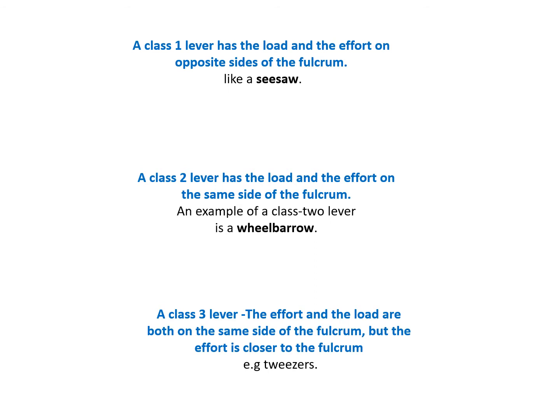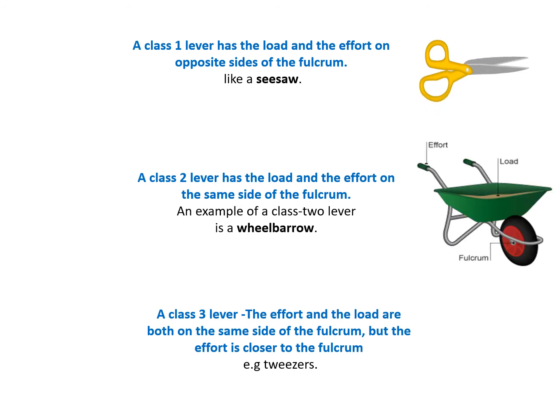There are different class types of levers. A class 1 lever has the load and the effort on the opposite sides of the fulcrum, like a seesaw or the pair of scissors shown. A class 2 lever has the load and the effort on the same side as the fulcrum. An example of a class 2 lever is the wheelbarrow shown.